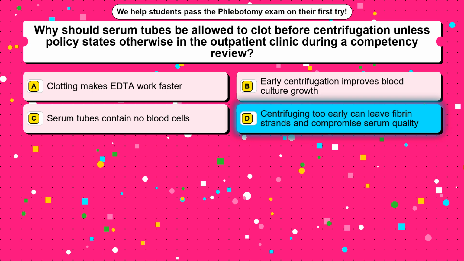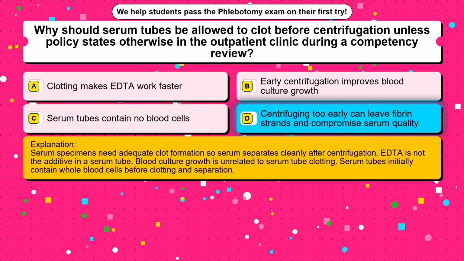The correct answer is option D. Centrifuging too early can leave fibrin strands and compromise serum quality. Serum specimens need adequate clot formation so serum separates cleanly after centrifugation. EDTA is not the additive in a serum tube. Blood culture growth is unrelated to serum tube clotting. Serum tubes initially contain whole blood cells before clotting and separation.